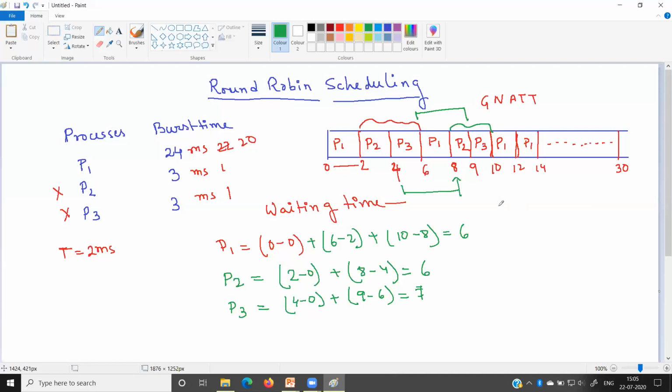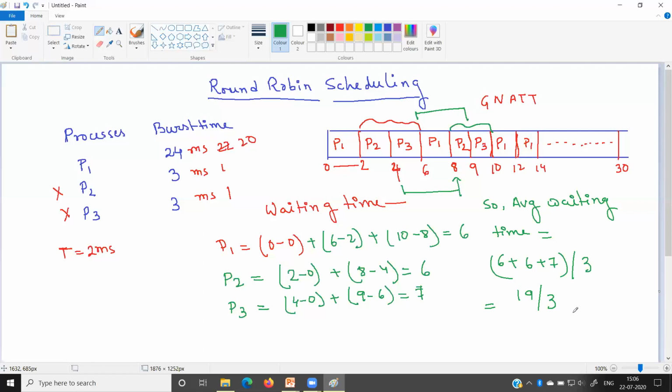So the average waiting time, we will compute the average waiting time, is equal to 6 plus 6 plus 7 divided by 3. That is the total number of processes. So it will be 19 by 3. So this is the average waiting time for the processes. Okay. Clear?